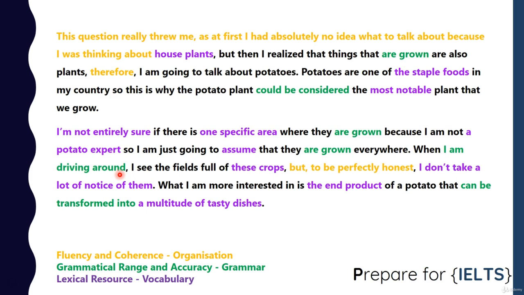So when I'm driving around, so whatever plant you're talking about, you see them when you are driving around. And a good word to talk about plants that are grown, vegetables, they're crops. So this is a good word to use instead of plants. Remember to get lots of discourse markers in, but to be perfectly honest, much better than just saying to be honest. To be perfectly honest, it makes it a little bit stronger.